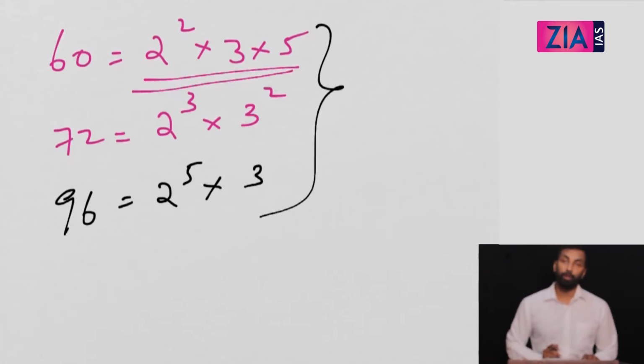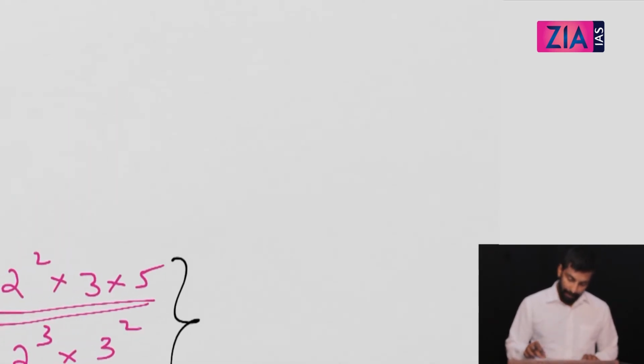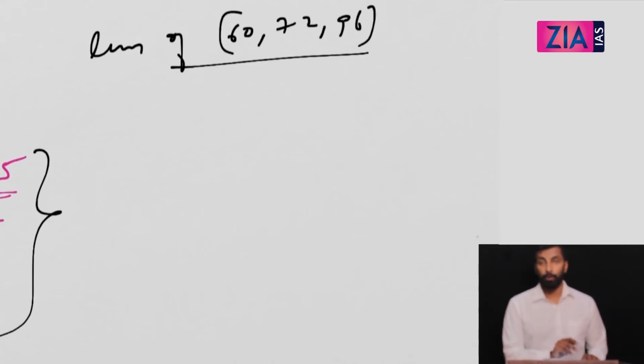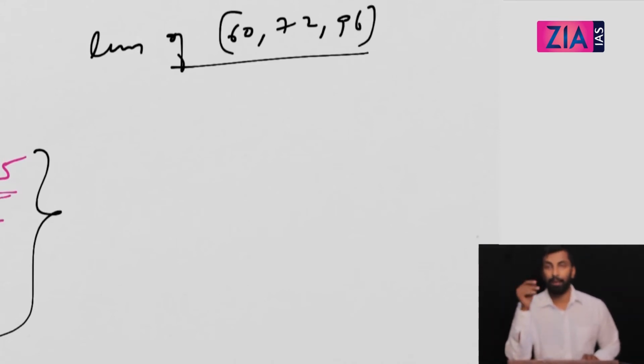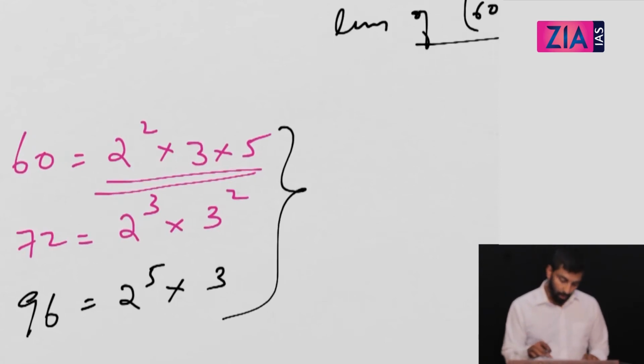Now let's move on to the concept of LCM. How will you find LCM? Let's find the LCM of 60, 72, 96. I hope you might be knowing about the division method, but that's not worth using in the exam. So a better approach is basically prime factorization. If you can factorize the numbers faster like this, and in most cases you can factorize easily, how will you do it?